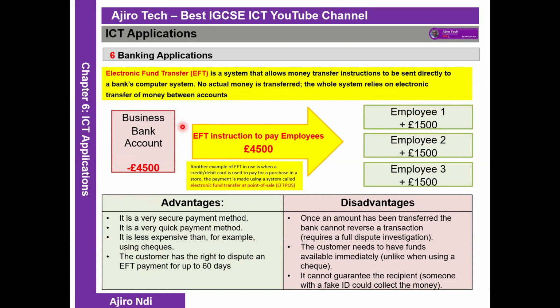So, for example, employee one is to be paid £1,500, or each of them is to be paid £1,400, right? Each of them. Let's go with what is there on the slide. So that simply means that the total here is 45.